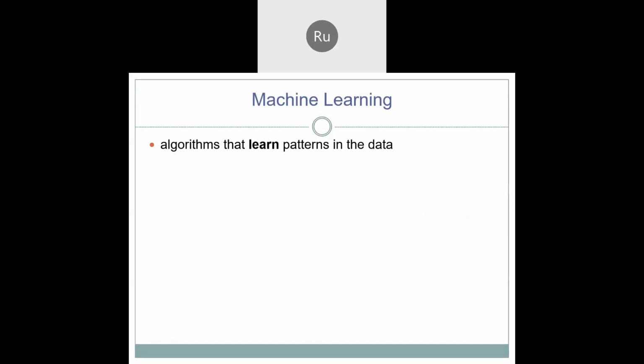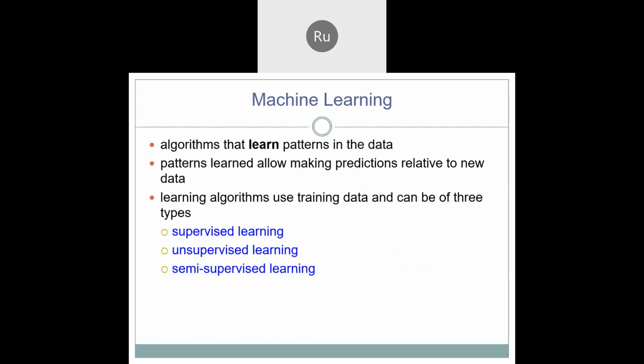Okay. So in trying to perform text classification, we use machine learning. This is the algorithm that learns patterns in data. So basically, we have three types of machine learning. Like I mentioned just now, we have supervised learning, unsupervised learning, and the third one is semi-supervised learning.